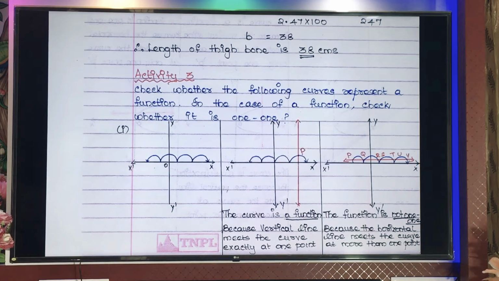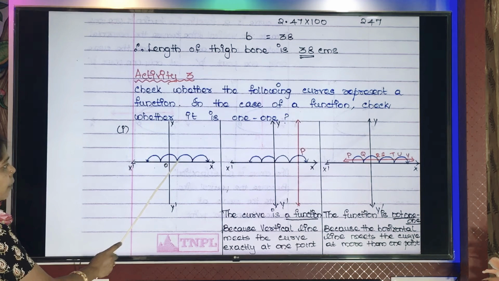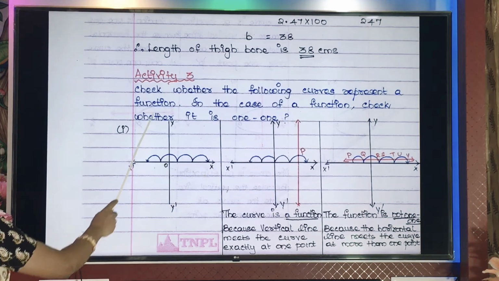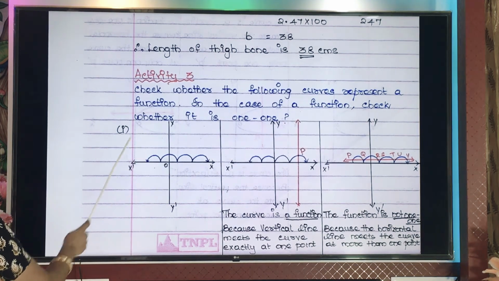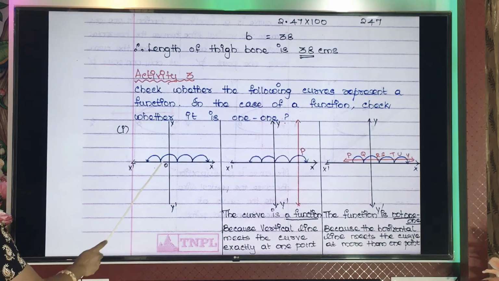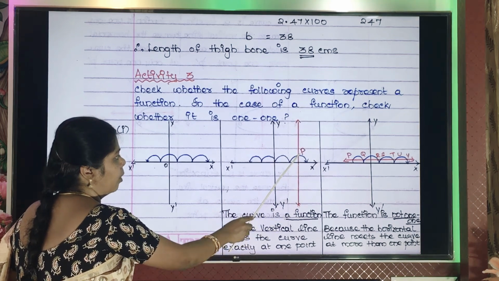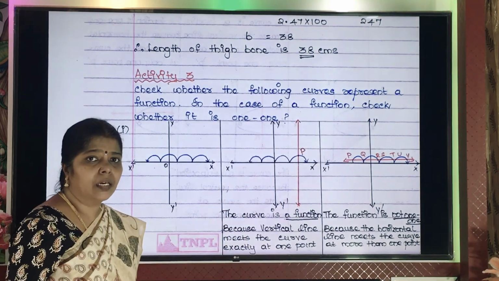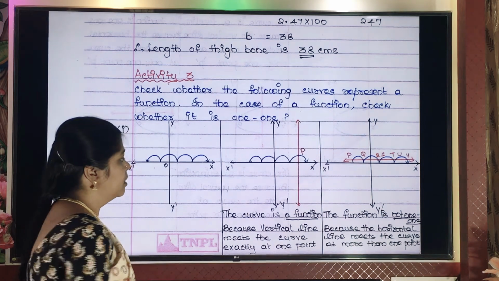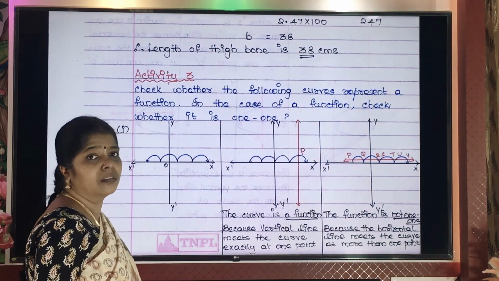Now going into the first question. I have drawn the curves in blue color. Black color is the axis, X-axis, Y-axis. Blue color is the curve. See, I am drawing a vertical line. In how many places is the vertical line touching the curve? In only one place. Therefore, the curve is a function.